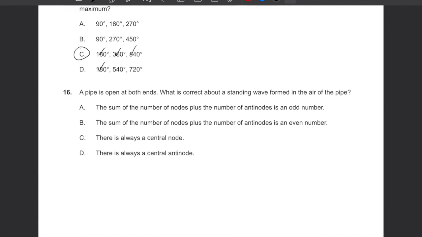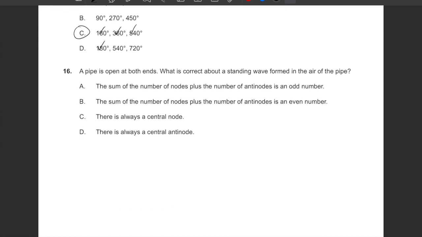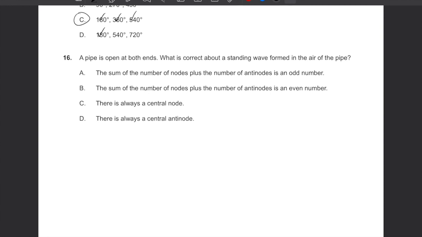Okay, next question. Standing waves in a pipe that's open at both ends, and you really have to be comfortable drawing out the pipes and the standing waves in those pipes. Here we have the first harmonic in this situation with a node in the middle and two antinodes on either end. So you can see already here B has to be wrong because we have an odd number when we add them together. So A might be right, but let's just try, say, and draw the next harmonic.